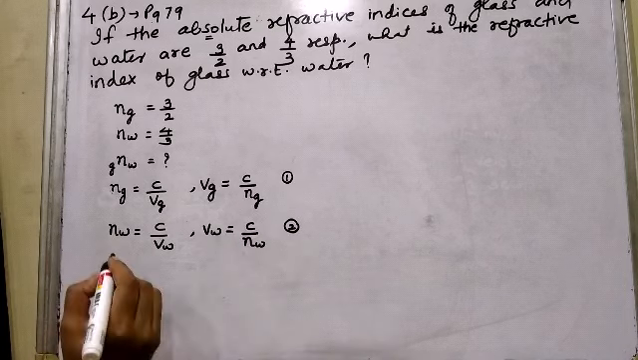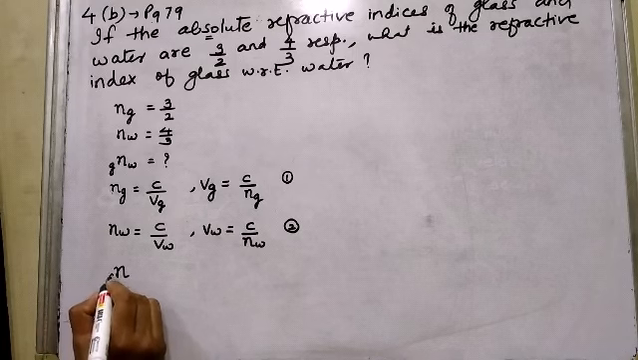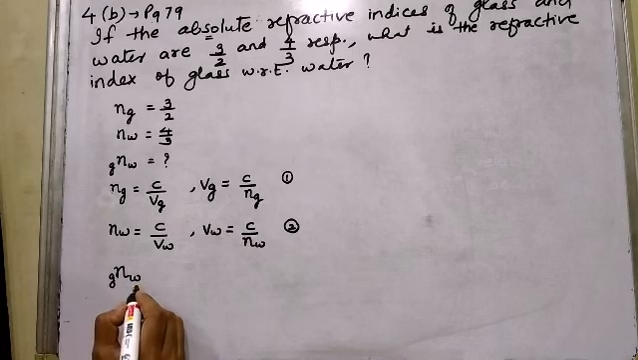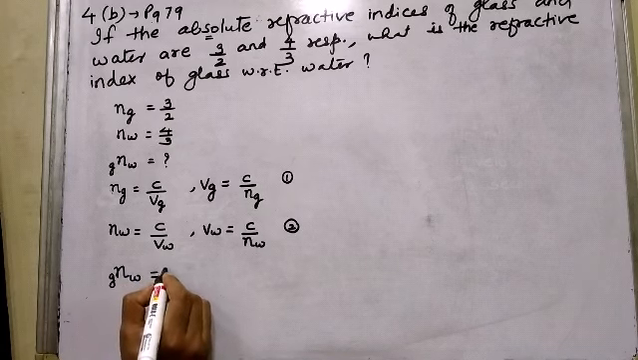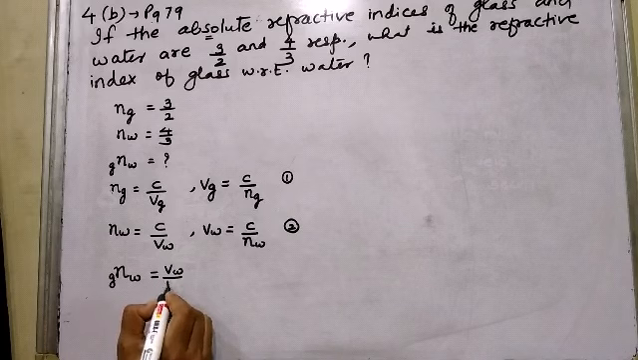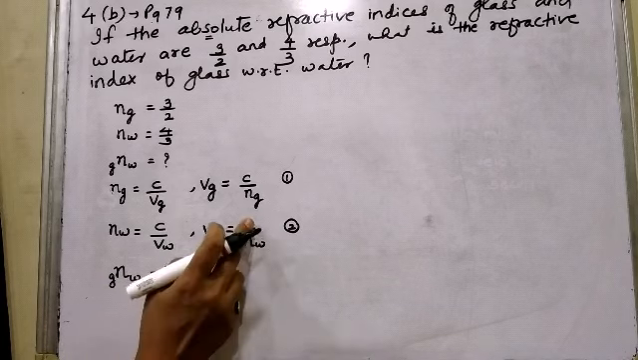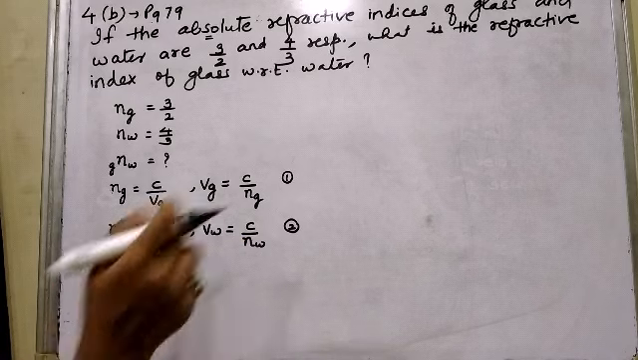Now I have to calculate refractive index of glass with respect to water. It will be velocity of light in water upon velocity of light in glass, that is Vw upon Vg. Do I know Vw? Yes, C upon Nw. Do I know Vg? Yes, C upon Ng.